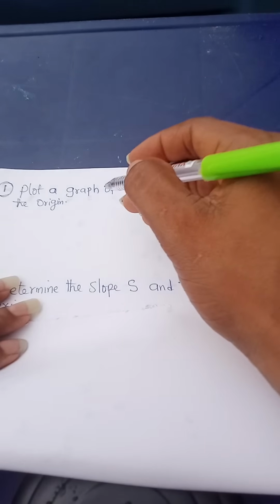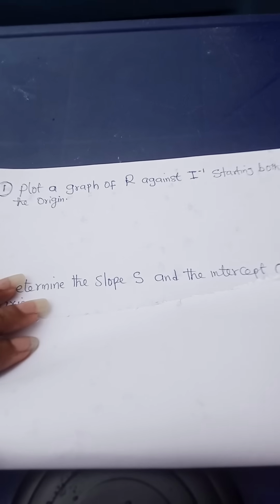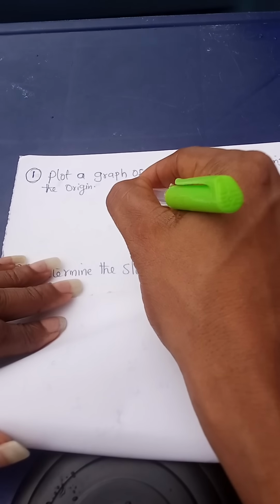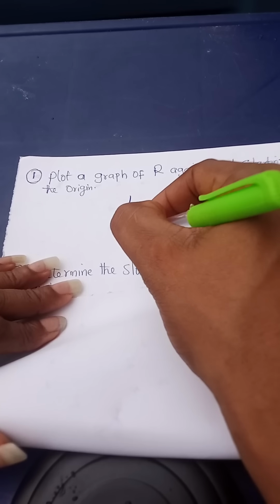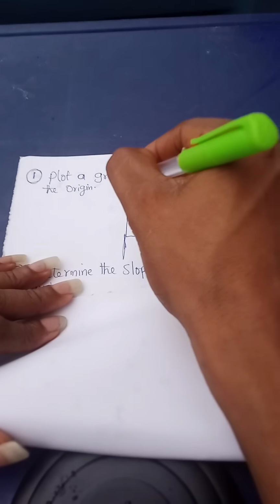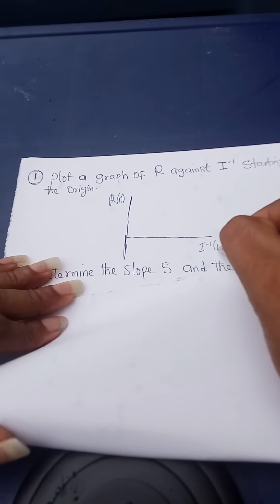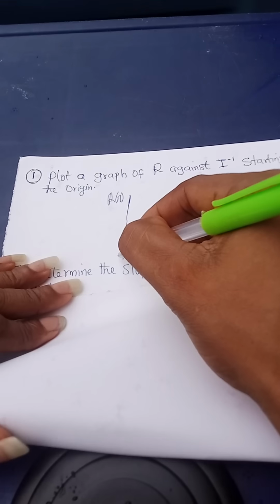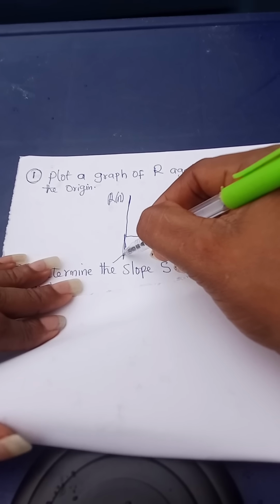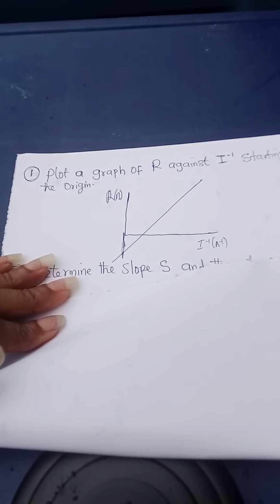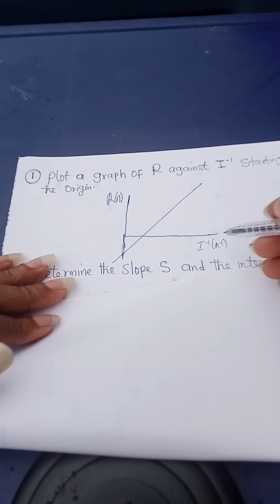against I inverse. When you start both axes from the origin and plot this graph, this is what you get. This is my R in ohms, and this is my I inverse. This graph must pass like this. It must have a negative intercept. If it did not pass like this, it means that you are wrong. This is how the graph of R against I inverse will look.